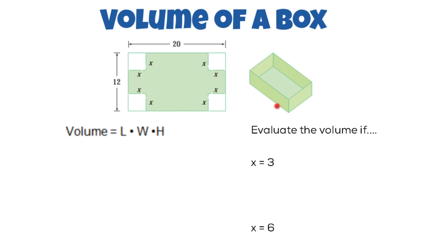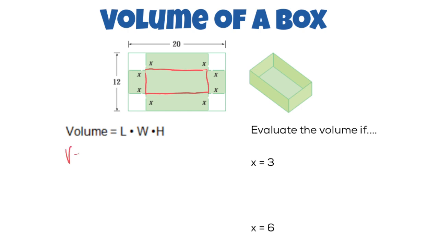So the length here is not really the full 20. The length is really like this measurement. So it's not the 20, it's the 20 minus the two chunks that you cut out. That's what this would be. So this measurement right here is your length, and then this would really be the width. And it kind of creates the base of that box.